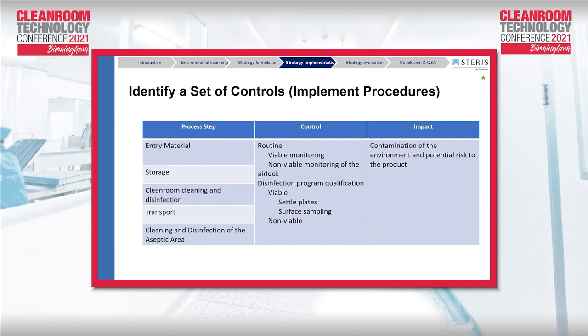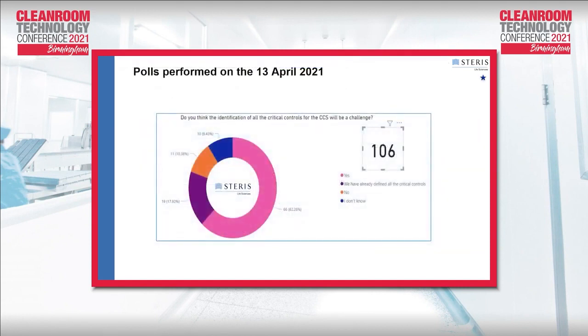The goal is to understand if your cleaning and disinfection program is capable of preventing or controlling the bioburden in your clean room. So as you can see, defining the different critical controls is something that is very challenging and needs a good understanding of the different processes. And it's not something new for the industry. We have been doing that for a long time, doing risk assessment, mapping the processes, and so on. So this is why it makes no surprise to see that 62% have already identified all the critical controls for a CCS, which is quite impressive.